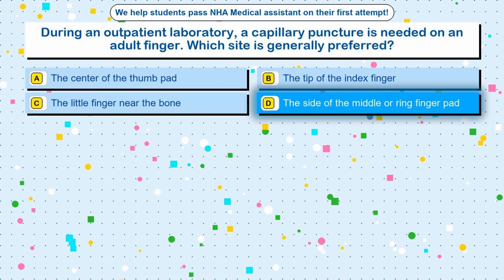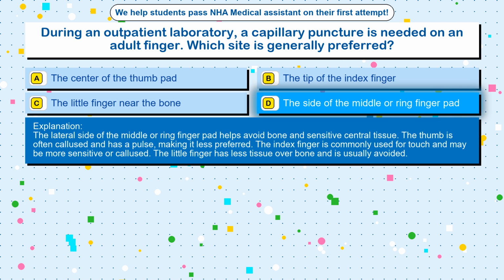The correct answer is option D, the side of the middle or ring finger pad. The lateral side of the middle or ring finger pad helps avoid bone and sensitive central tissue. The thumb is often calloused and has a pulse, making it less preferred. The index finger is commonly used for touch and may be more sensitive or calloused. The little finger has less tissue over bone and is usually avoided.